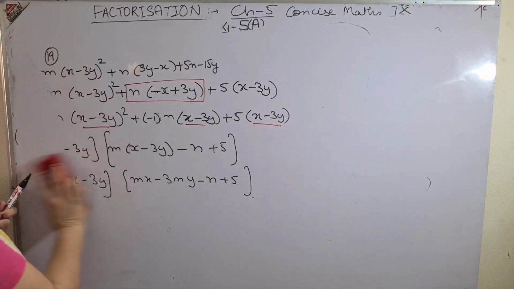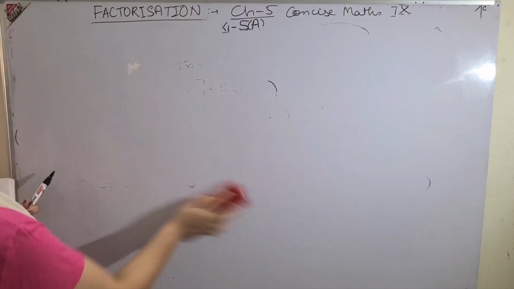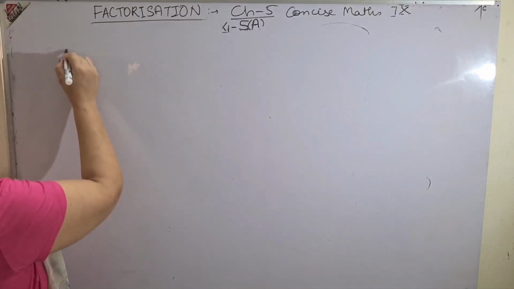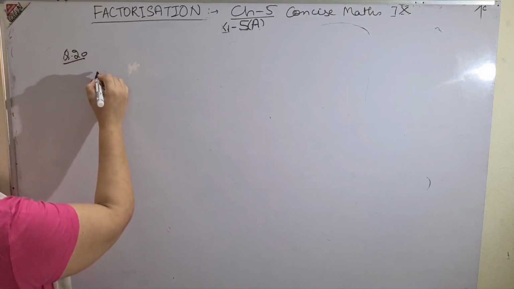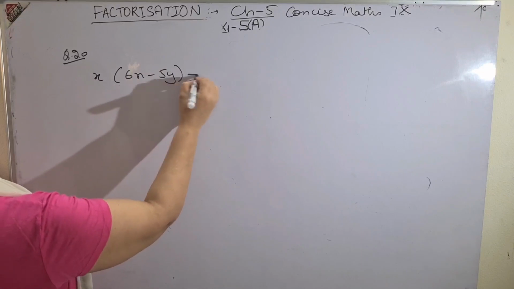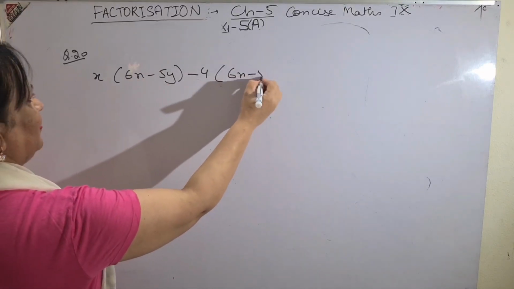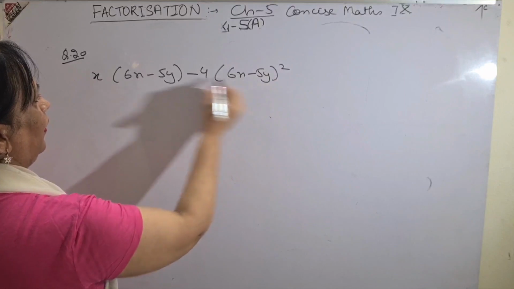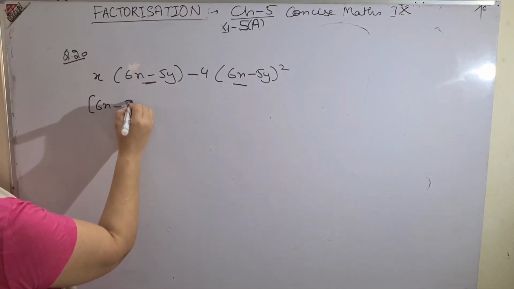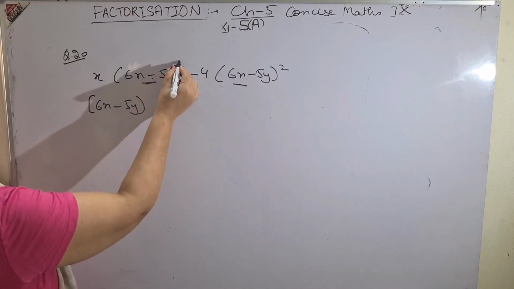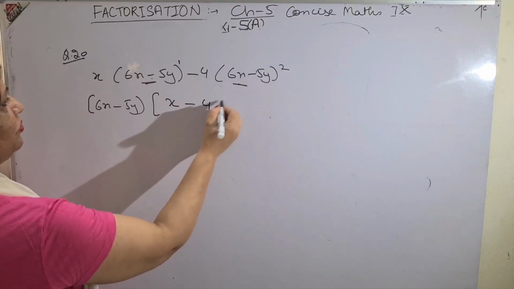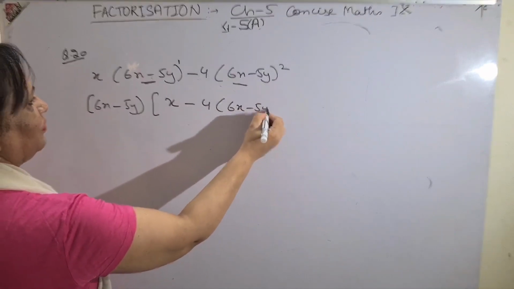Then, coming to the last sum of the exercise, that is question number 20. The question is x into (6x minus 5y) minus 4 (6x minus 5y) whole square. This is easy. So, both the factors are common. You can take (6x minus 5y) out. But in the first, only 1 degree is there. So, you are only left with x. In the second, 2 degree was there. So, minus 4 into (6x minus 5y).